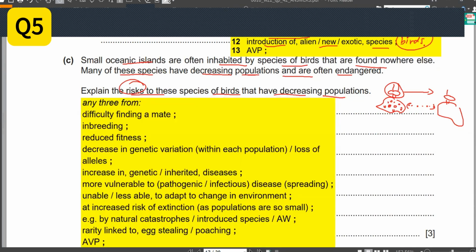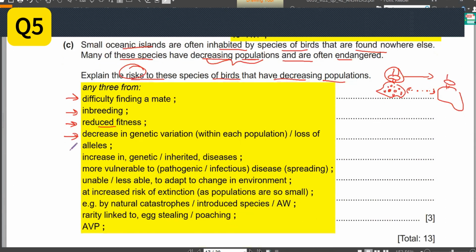Some of the acceptable answers. Decreasing population can have many problems. Difficulty finding a mate. Inbreeding, reduced fitness. Decrease in genetic variation, because we are having lower population, which means less variety in the genes. Increase in disease, less resistance to disease, more vulnerable to disease. Unable to adapt to change in environment, increased risk of extinction.